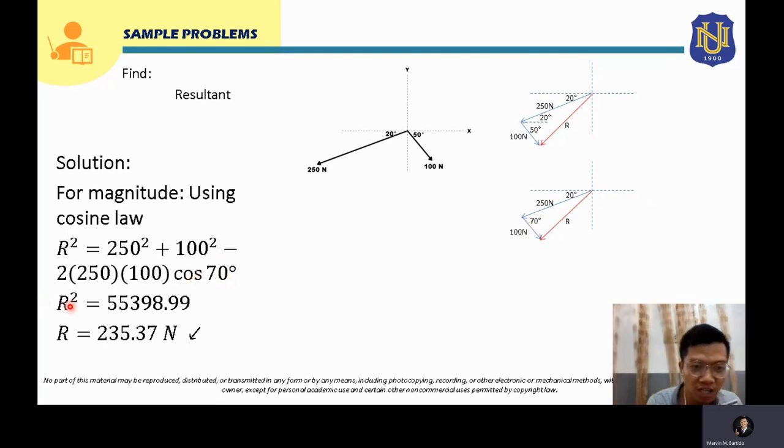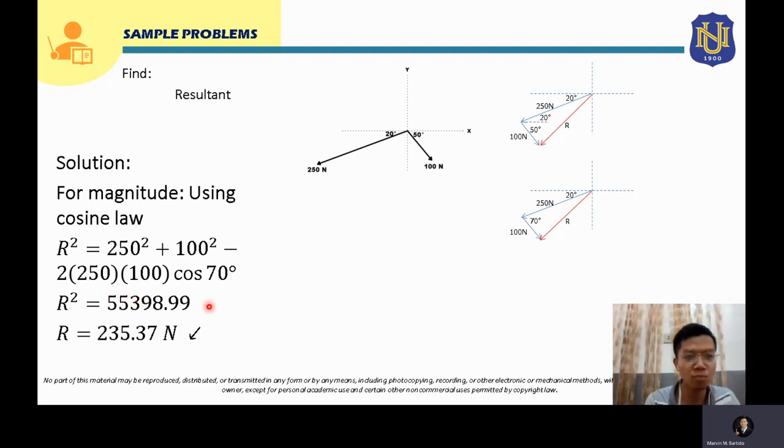So solving for R squared, that will be 55,398.99. And solving for R, that will give you 235.37 Newton. So try to input it in your calculator right now so that you can check if this is the right answer. So 250 squared plus 100 squared minus 2 times 250 times 100 times cosine 70.